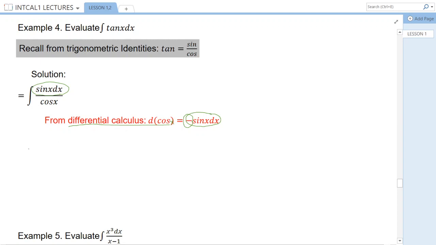Rewriting that, manipulating the equation again, that is negative integral of negative sine x dx over cosine x. Since negative times negative is positive, it will arrive at the same original equation. So that is equal to the ln of cosine x plus c. So that is our final answer.